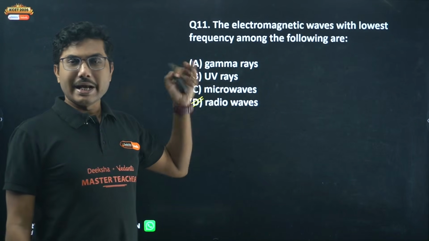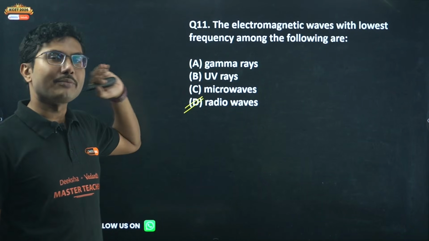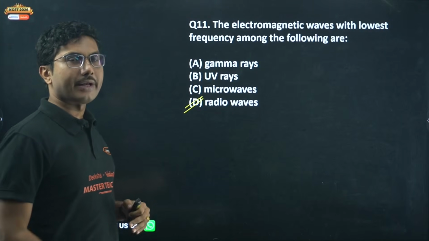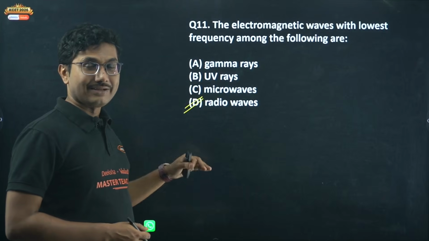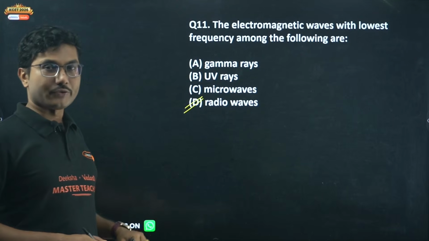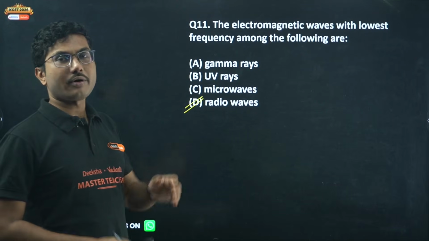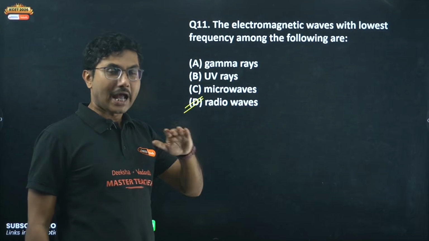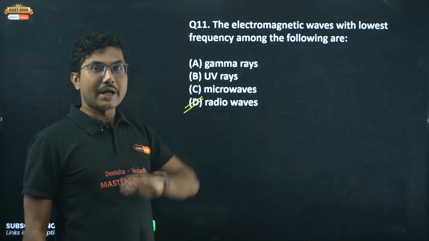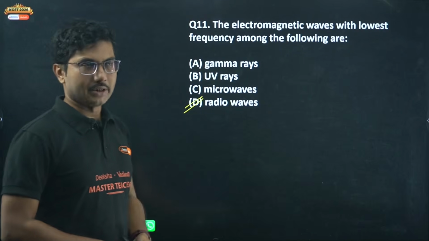Any combination of these will be given. You have to remember the table: gamma ray, X-ray, UV ray, visible light, then infrared, then microwave, then radio waves. Okay, so this is the order from highest frequency to lowest frequency, and if you go from bottom to top, it is highest wavelength to smallest wavelength.